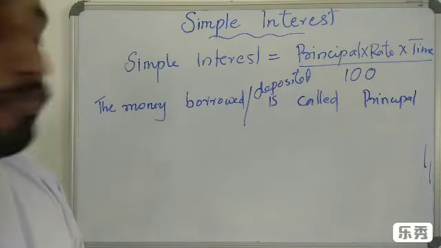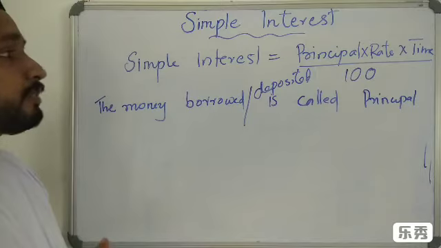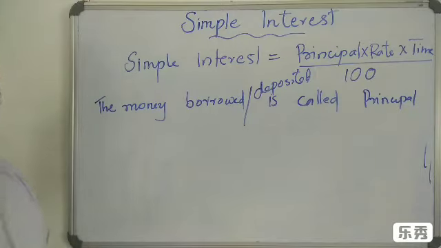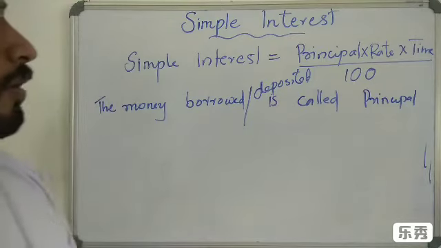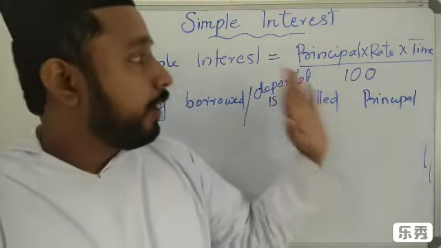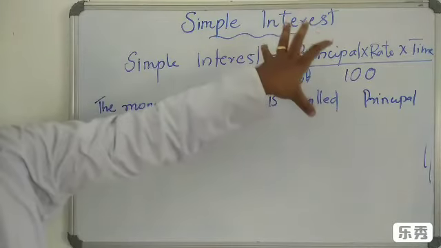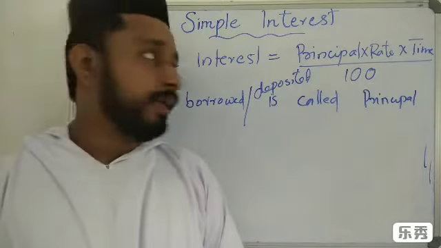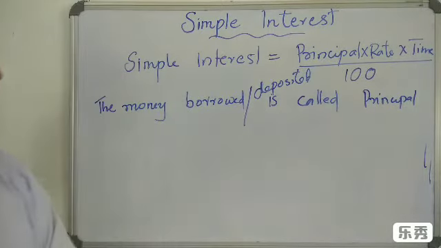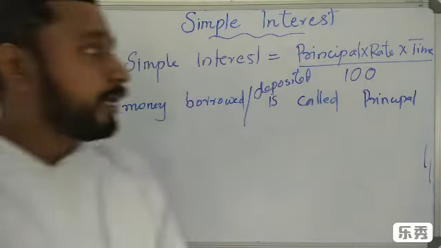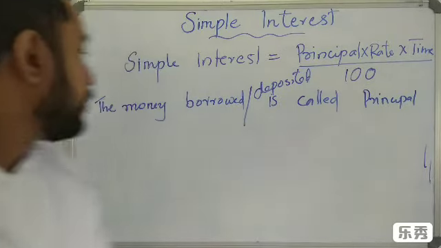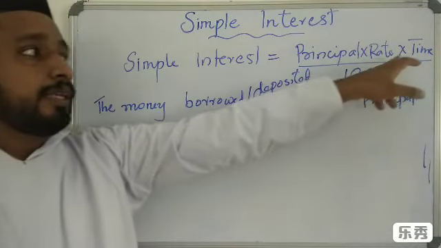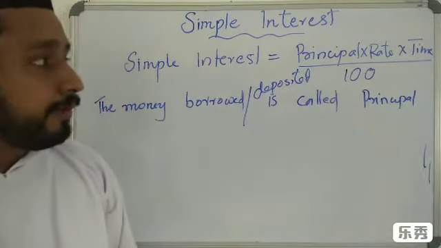There is a formula for finding simple interest. Simple interest is equal to principal into rate into time by 100. The money borrowed or deposited we call principal. If there is an amount of money, we can find the simple interest of that money using the formula. Simple interest is equal to principal into rate into time by 100.